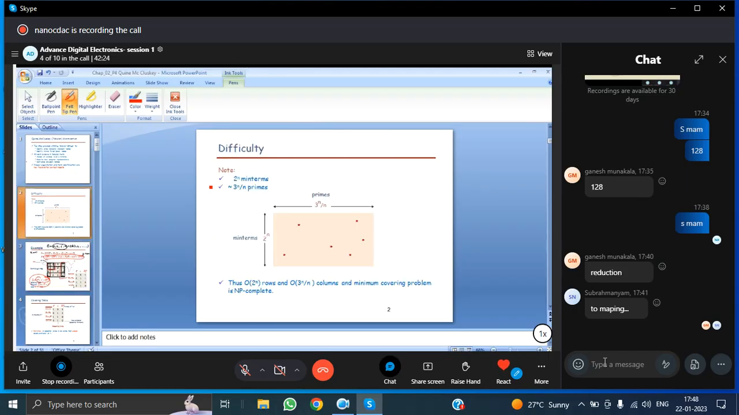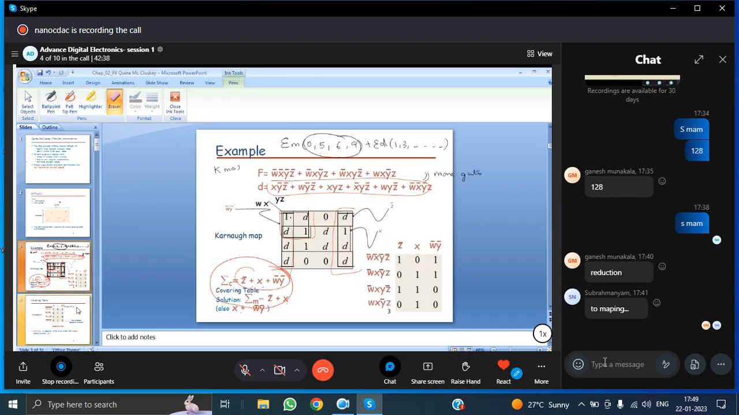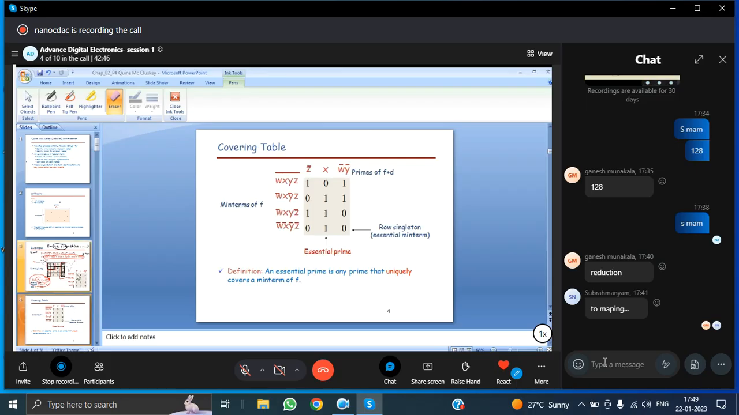Now see, for 2 power n min terms, how many prime implicants do we get? Almost 3 power n by n prime implicants will be there. So it is a difficult procedure always. That's why we should not take don't cares just any way. If you are taking the don't care terms, the prime implicants also will become more. That's why the simple method is, we will take only the essential prime terms.